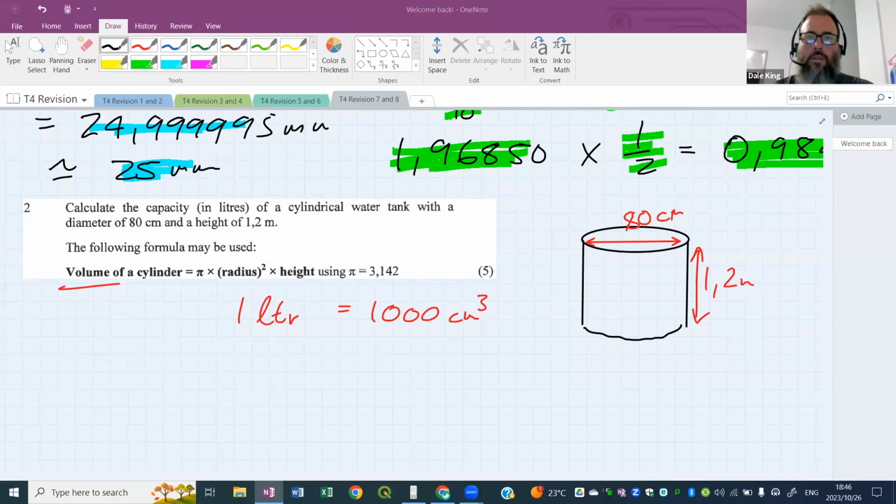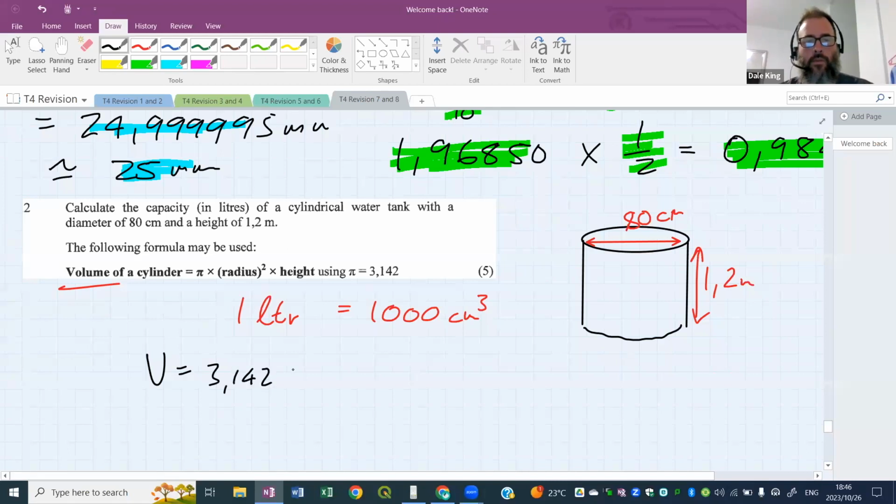All right, Mohammed, on fire tonight. Mohammed? Sir? So we're going to basically use the volume formula. So 3.142 times radius, which is 80, okay, it's going to be 40 centimeters squared times height. What's the height? 1.2 meters.